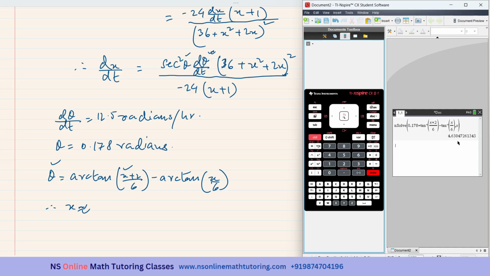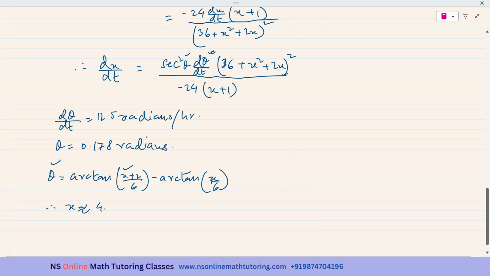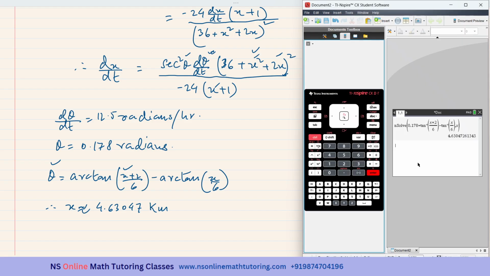Okay, it is giving a very good value, a positive number. 4.63047 I am taking. 4.63047. And it is in kilometers, of course. Okay. So now I have got the x value. Now I know everything. And I am seeing that x is needed over here, over here, over here. So let me save this value. This is the value of x that I have got. So let me save it. It is the distance. So let me save it as d.